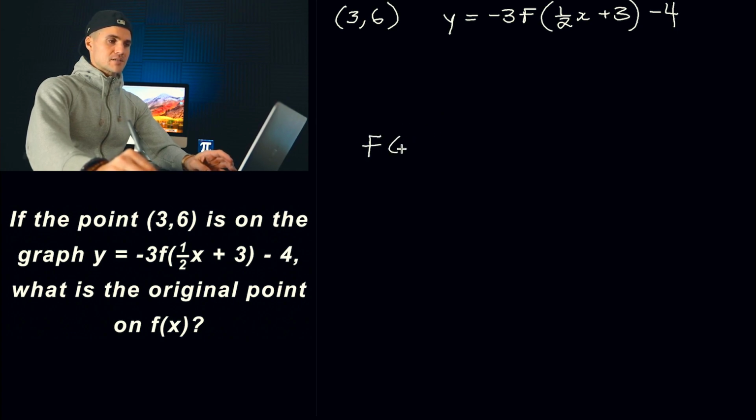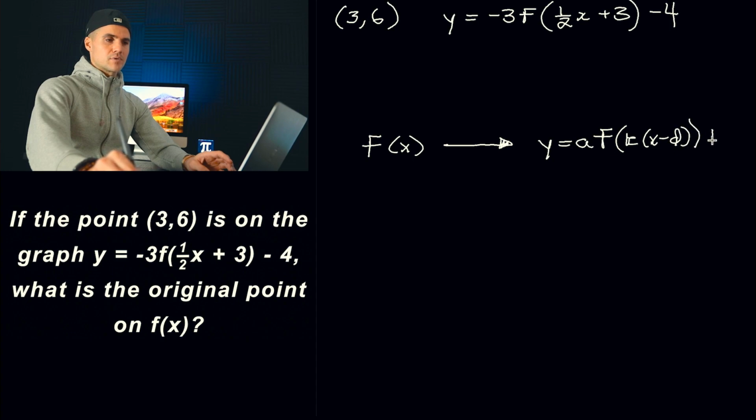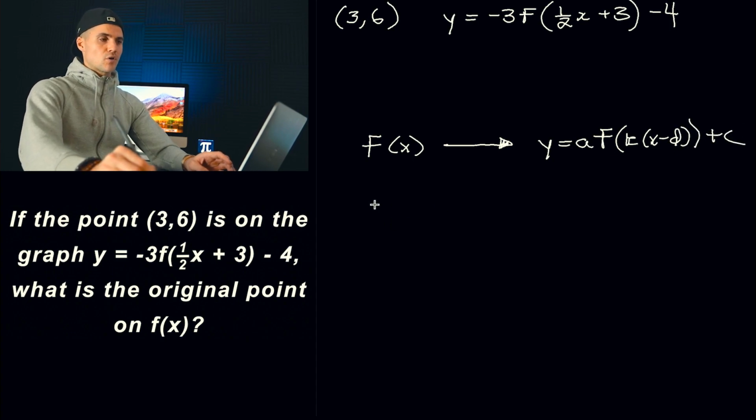So what usually happens is, okay, we've got a parent function, f(x), like this. And we're going to transform this parent function, f(x), whatever it is, into a function like this: a f(1/k (x - d)) + c. That's the general transformation format.